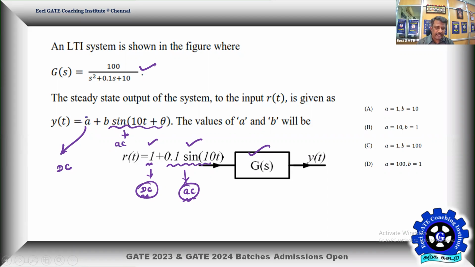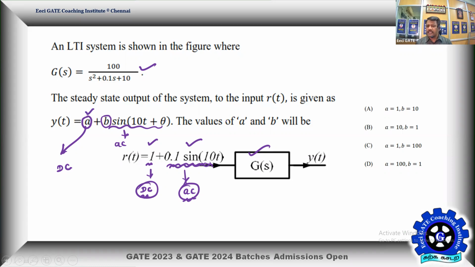So what is A? It's the overall final value for the DC excitation. What about B? It's only the amplitude of your output for the given AC signal. So let us split the problem into two parts. We'll play in the DC and we'll play in the AC. First, we'll try to get A. That's easy because that's a DC response.